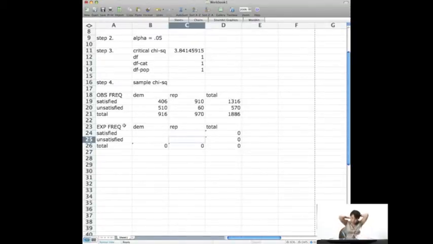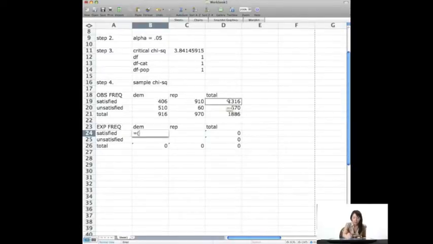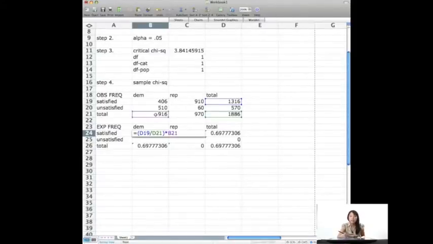Okay, so when I look at my expected frequency, I need to find out what's the general rate and then multiply it by however many, in this case, people I have in that sample. So the general rate of being satisfied is 1,316 divided by 1886. So that's the general rate, and that's about 70%, right? I'm going to take that and multiply that by the total number of Democrats.